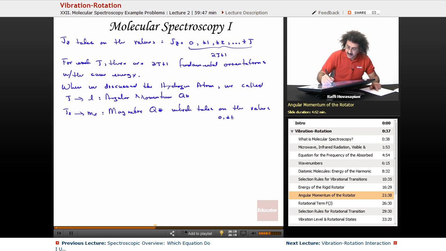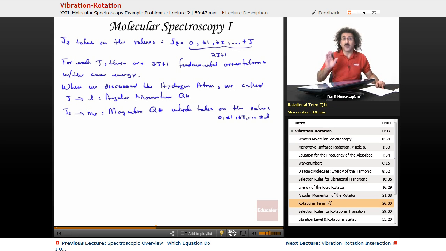Number 0, plus or minus 1, plus or minus 2, all the way to plus or minus L. That's it. Okay, so now we'll do the rotational term. So we went ahead and expressed the vibrational energy in terms of wave numbers. Now we're going to express the rotational energy in terms of wave numbers.